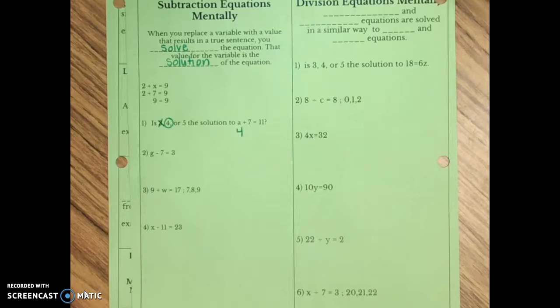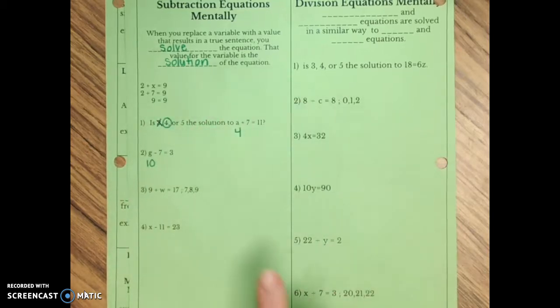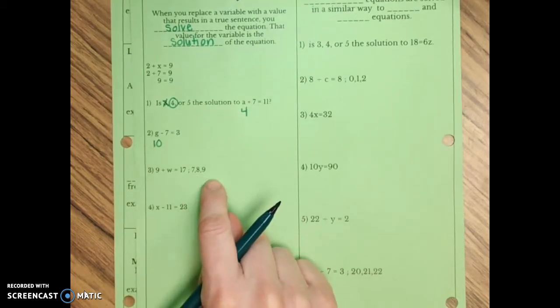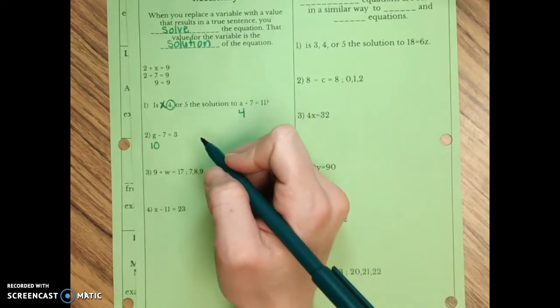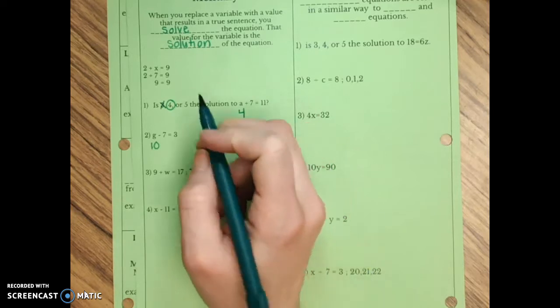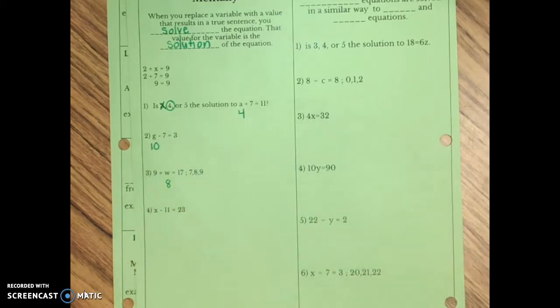Our next one is g minus 7 equals 3. So you need to figure out what you plug in for g to make that true. And in this case, it's going to be a 10. The next one, it gives us 3 to choose from. So 9 plus what equals 17? Is it going to be 7, 8, or 9? And your answer is going to be 8. 9 plus 8 is 17.